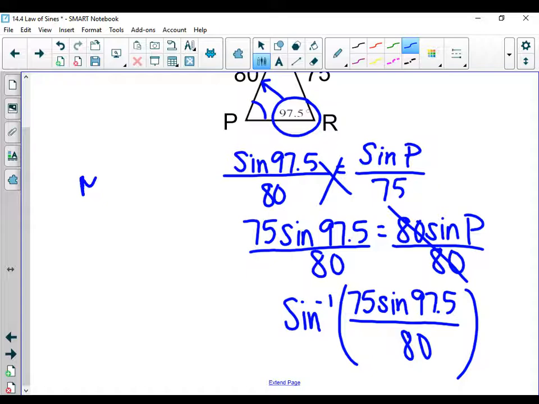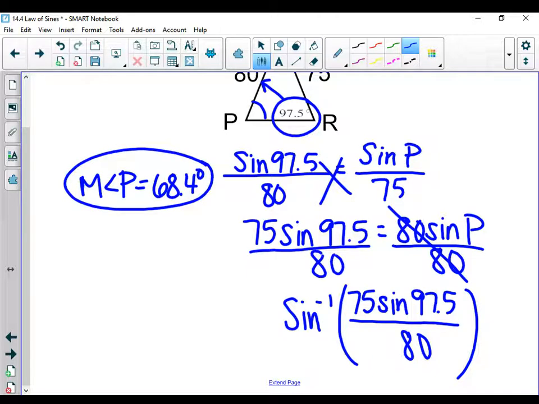And I should get the measurement of P to be equal to 68.4 degrees. Okay. And you're going to get to a point too where they could turn around and then say to solve for the entire triangle.